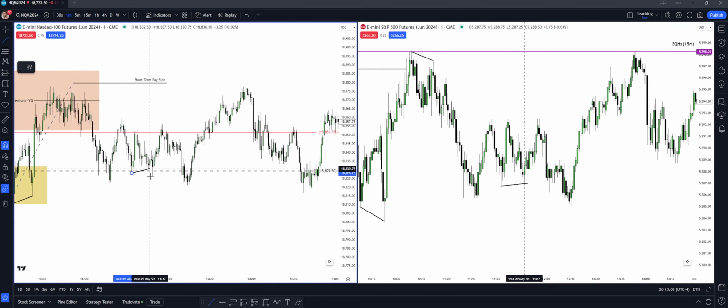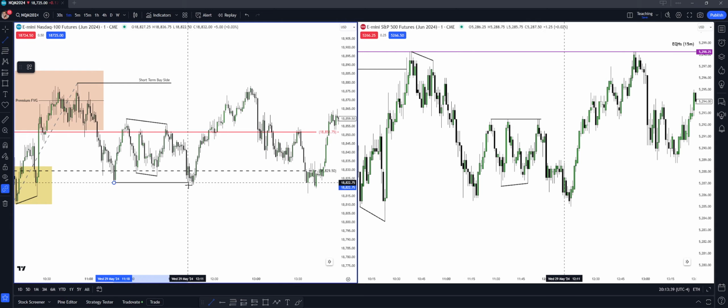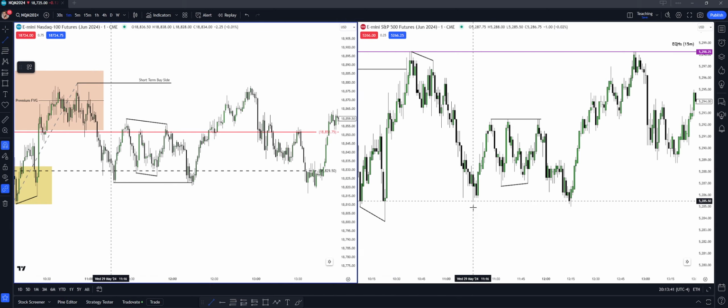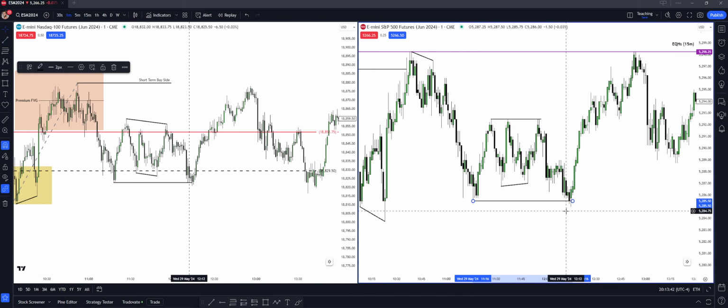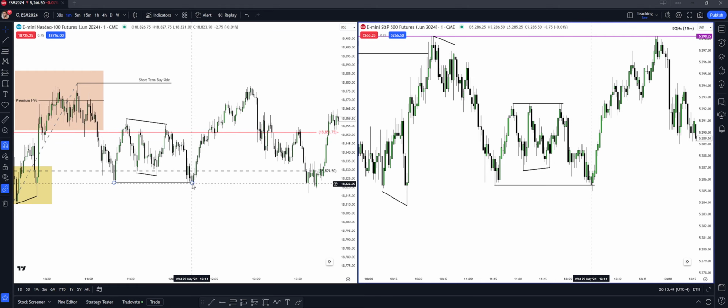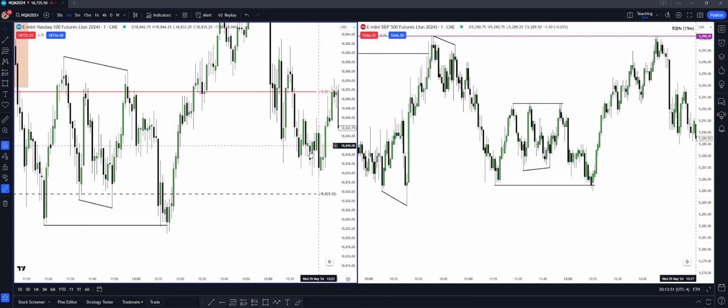ES didn't make a higher high, it made equal highs. Nasdaq made a lower high. Then it failed, came one more time to range EQ, and here took the low. ES also took the low, and there's no divergence, I believe. But what there is, is accumulation, SIBI. This becomes the trap.